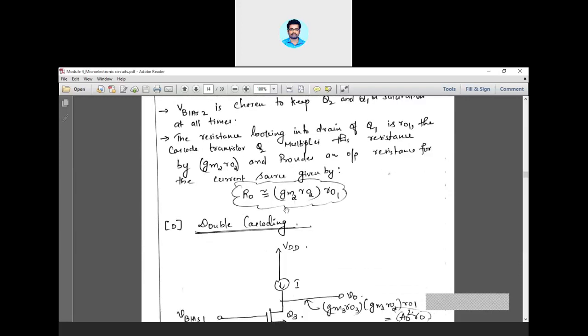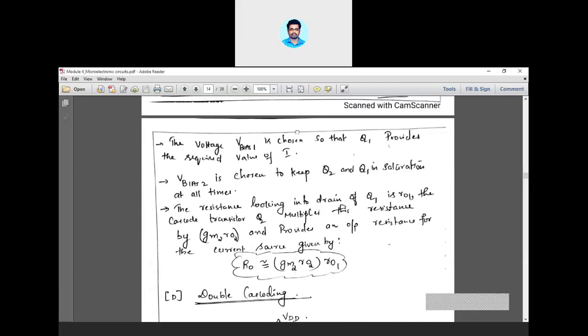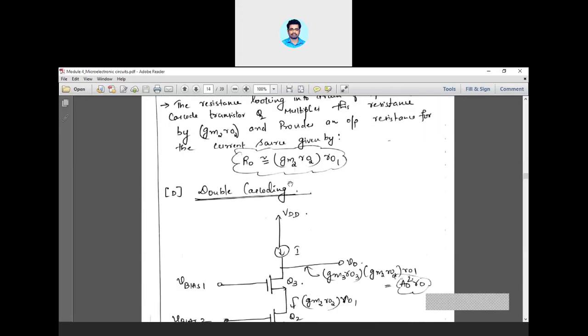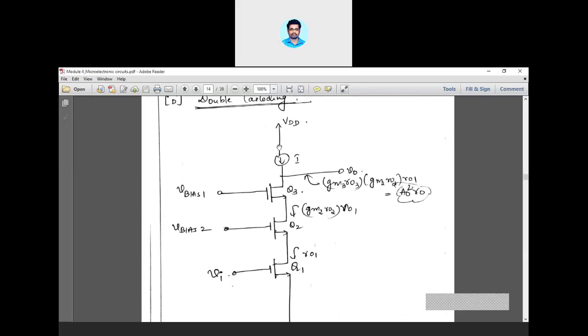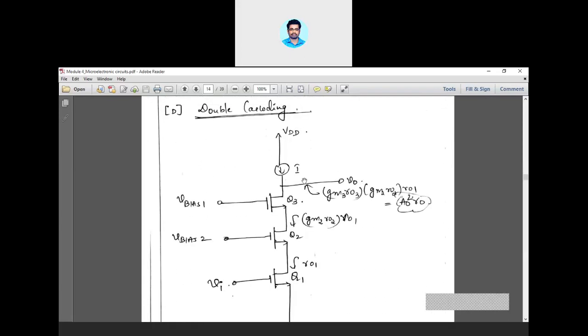Now another configuration of cascoding is double cascoding. Whatever we have discussed now, that is under heading C, is a typical MOS current source circuit using a cascode configuration. Now again we are using another current source where you will be using three transistors. So this configuration is known as double cascoding.